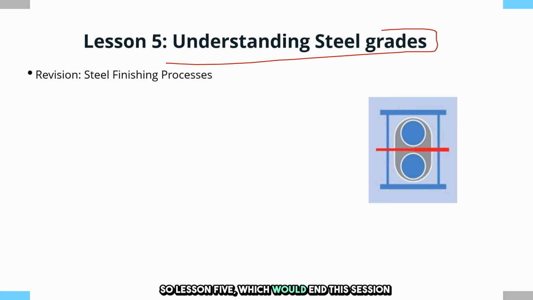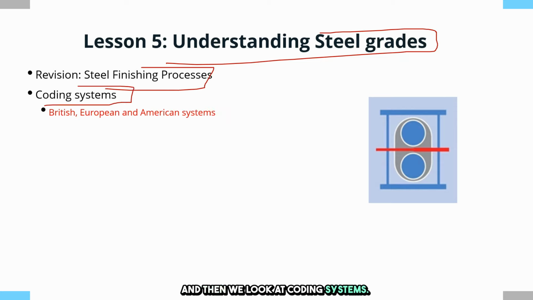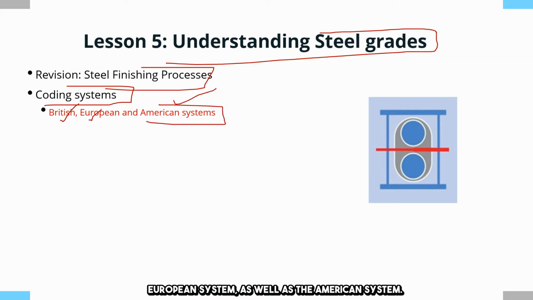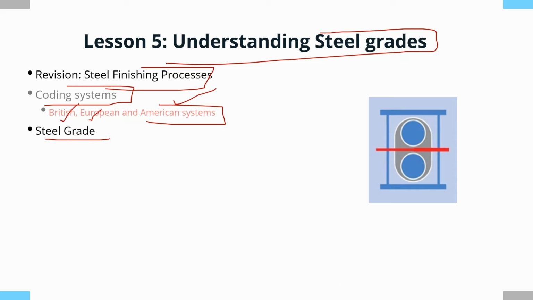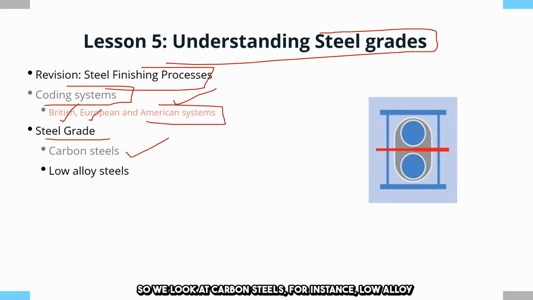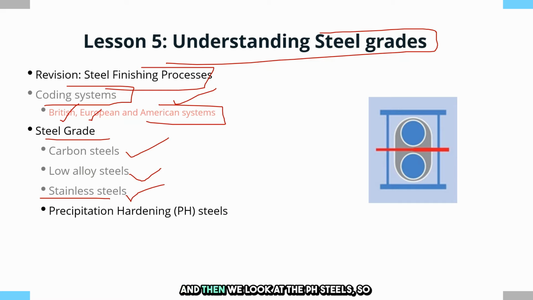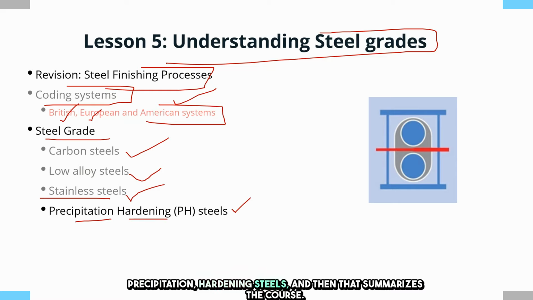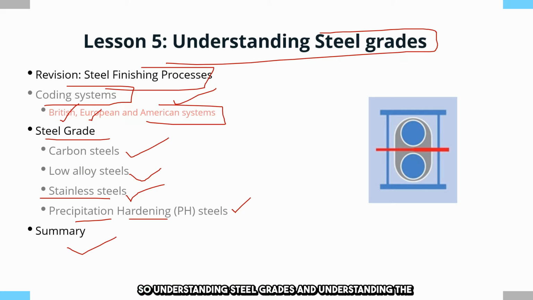So lesson 5, which would end this session on IMN 101, is looking at understanding steel grades. So what are the various steel grades? And as a standard, we do a revision on steel finishing processes. And then we look at coding systems. What coding systems do we have available? So we look at the British system, the European system, as well as the American system. And then we look at various steel grades. So we look at carbon steels, for instance, low alloy steels, stainless steels, and why are they called stainless? And then we look at the pH steels, so precipitation hardening steels. And then that summarizes the course. So understanding steel grades and understanding the coding systems. These are part of what we'll learn in lesson 5.